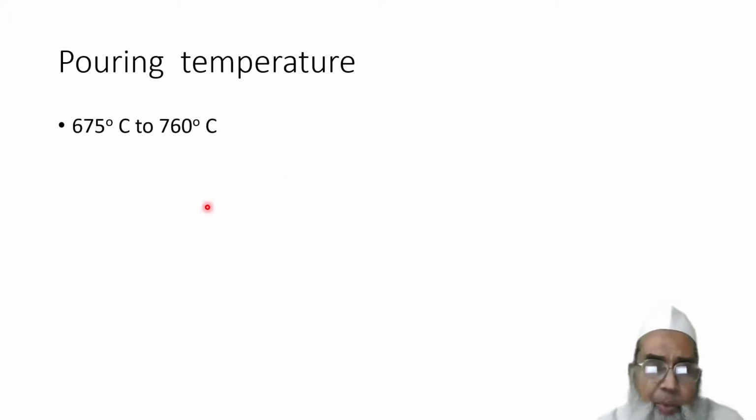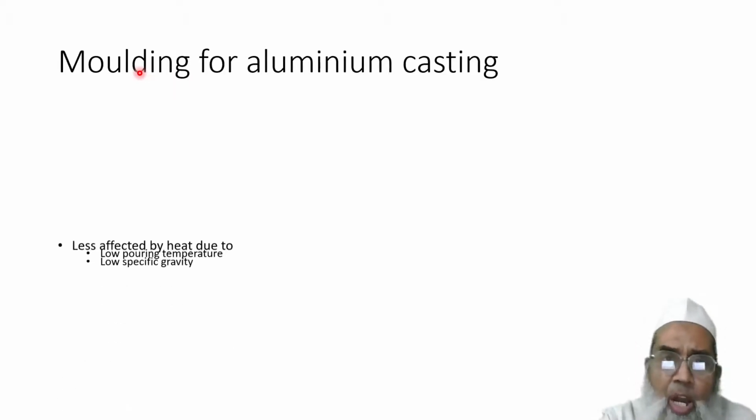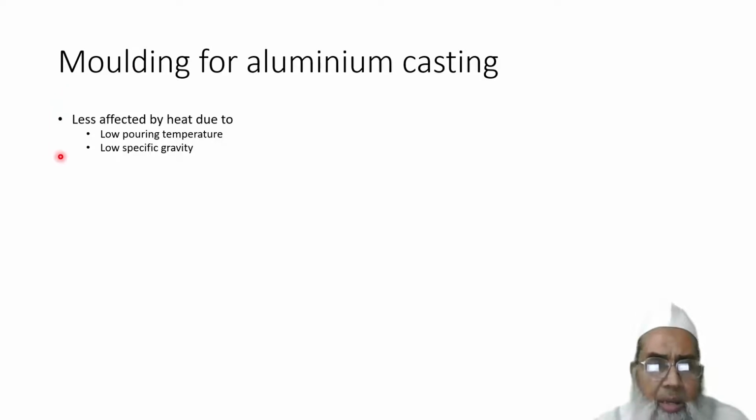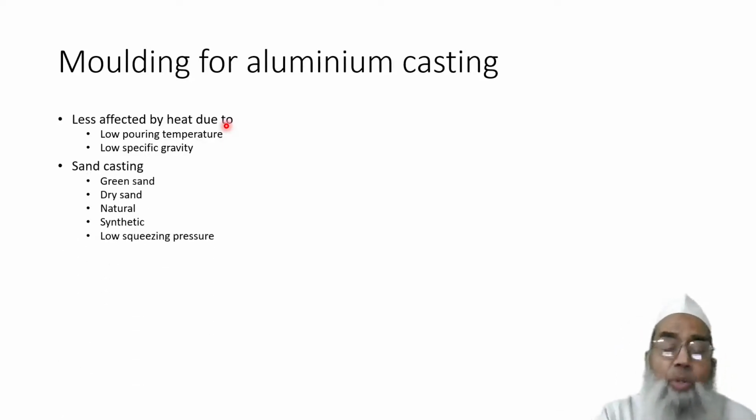Now, therefore, we know the pouring temperature varies. Though the melting point is 650, it should be a little higher, so a little superheated, so that there can be proper fluidity and the metal covers each and every corner of the mould cavity. And therefore, the moulding of aluminium casting is less affected by heat, because the pouring temperature is low and the specific gravity is also low, and therefore handling aluminium casting is easy and it is less affected as compared to steel and other castings.